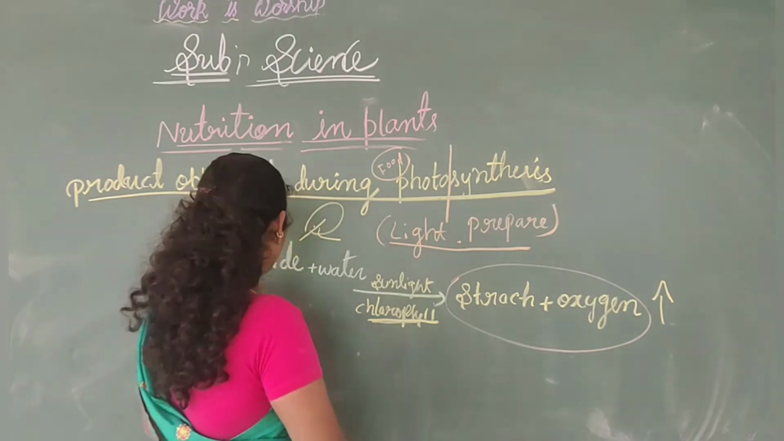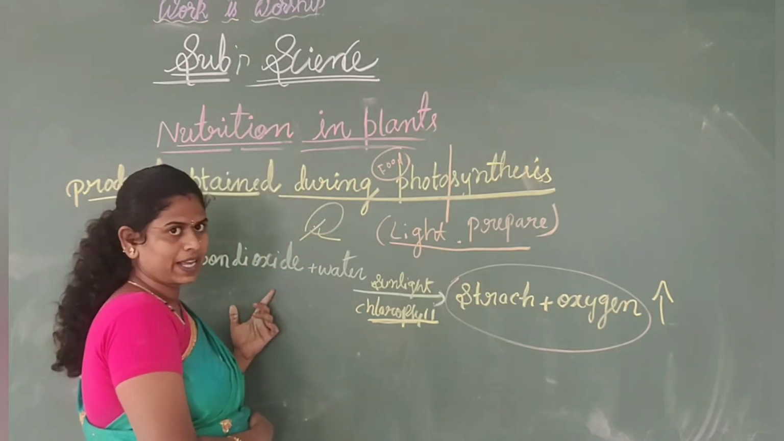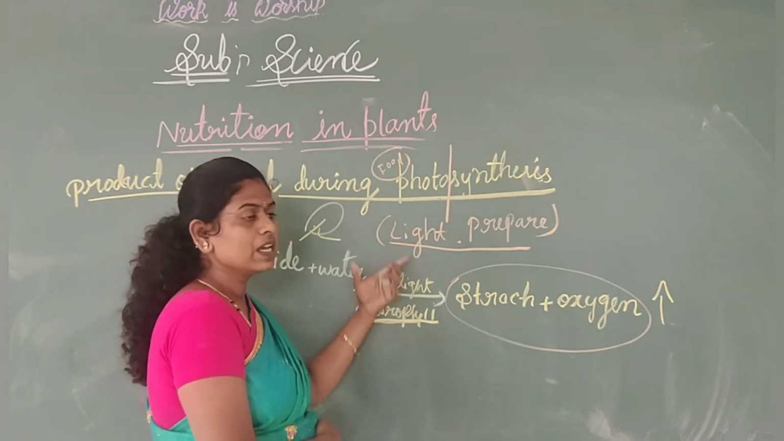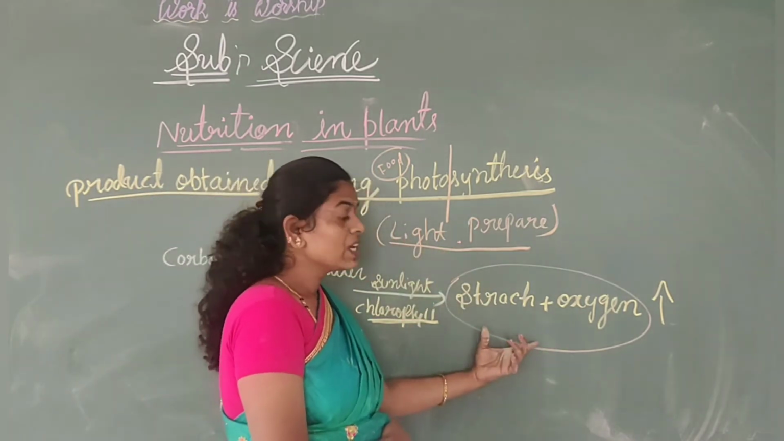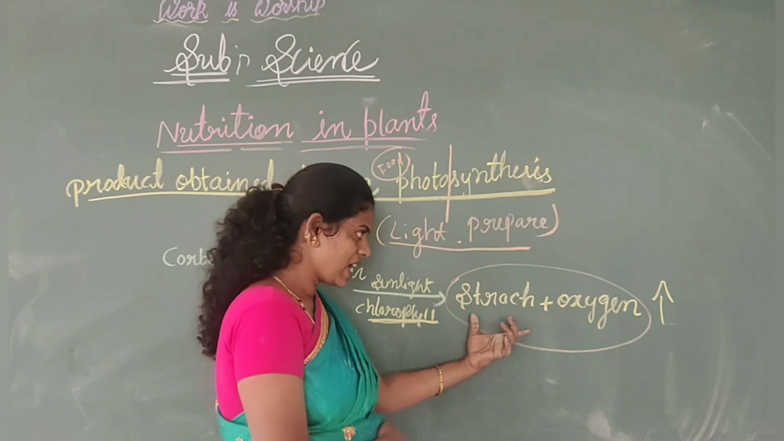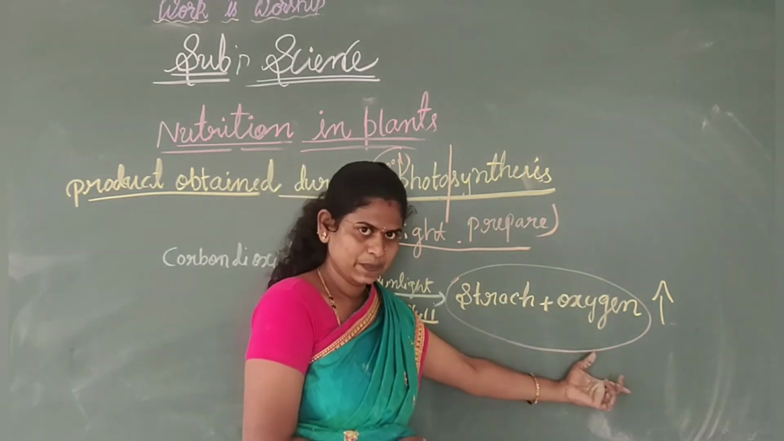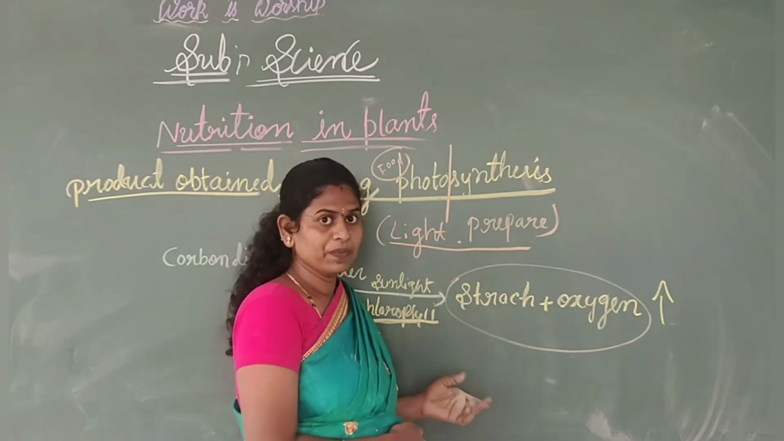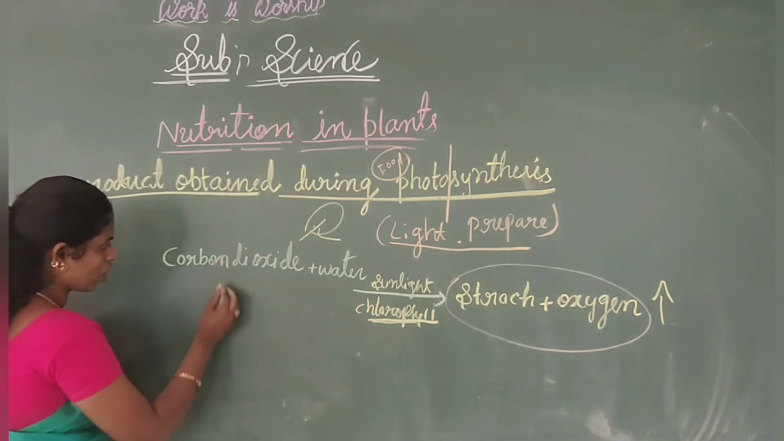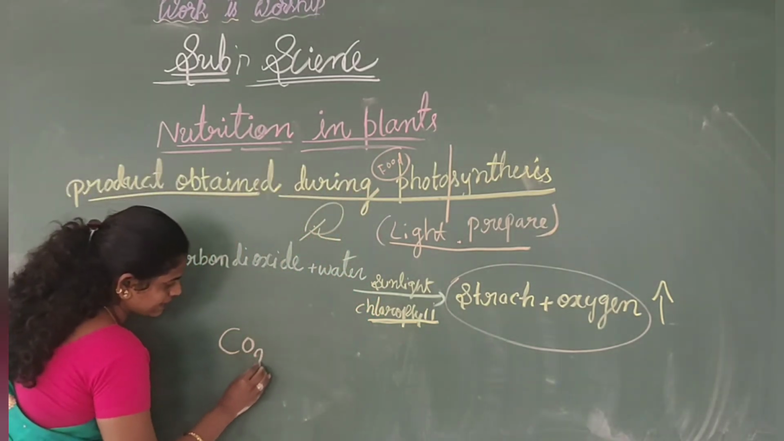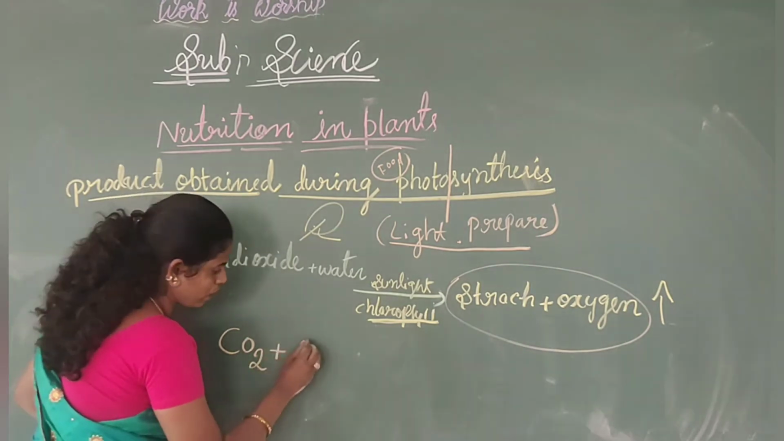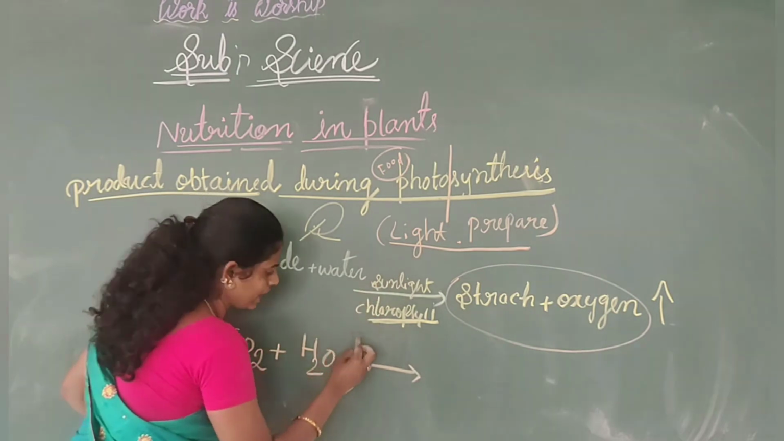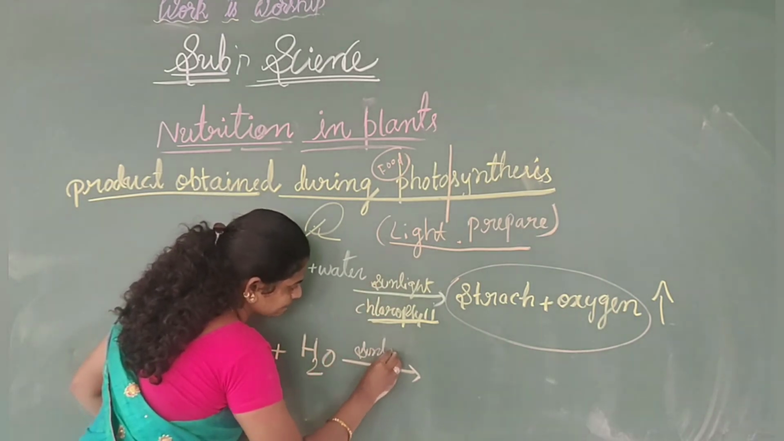Understood? So during photosynthesis, carbon dioxide and water, with the presence of sunlight and chlorophyll, result in the formation of food. That food is stored in the form of starch and oxygen is released. Now I will write the chemical equation. This is the word form. Next, the chemical equation. Carbon dioxide's chemical formula is CO2, plus water's formula is H2O. In the presence of sunlight, this remains the same.